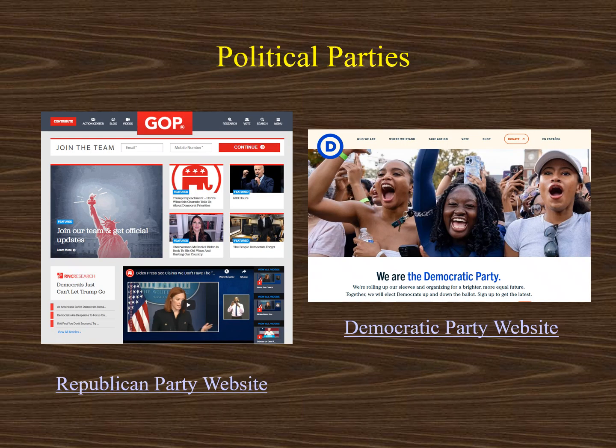Here we see the front pages of the political parties' websites. On the left, it's the Republican Party website. Notice there's a lot of red in it. On the right, we see the Democratic Party's website. If you want more information on either of these political parties, you can access their websites just by a quick Google search.